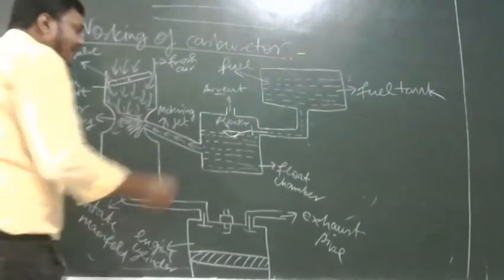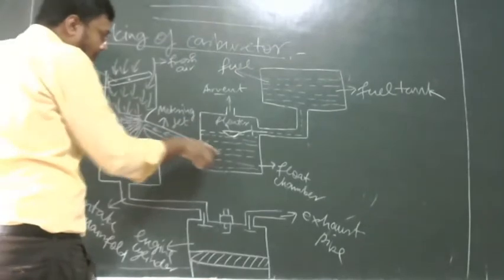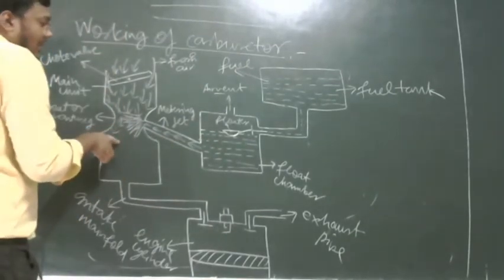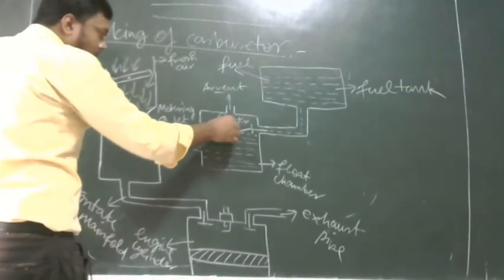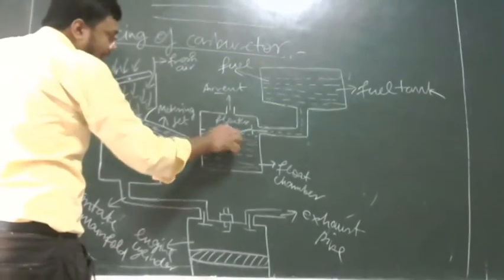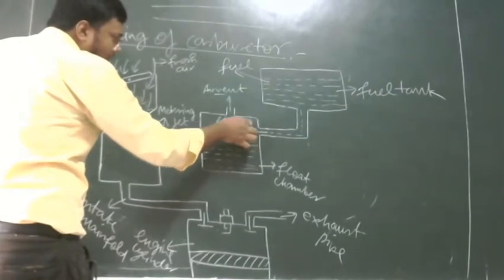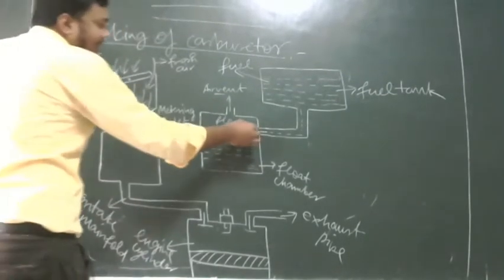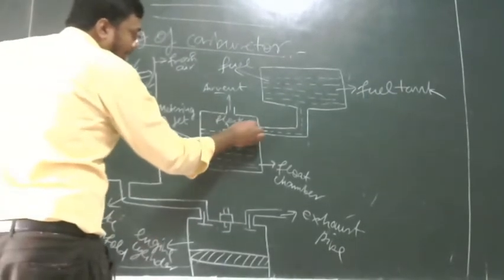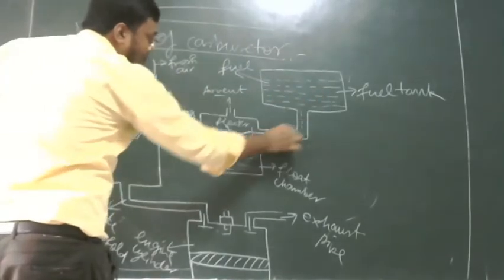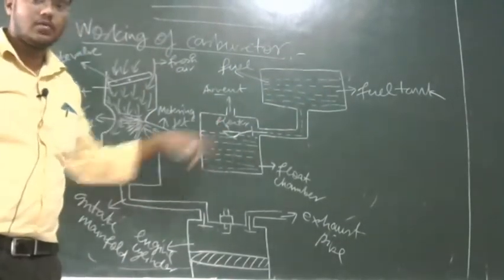Now again, when this level decreases, meaning when fuel flows from the float chamber to the main unit, and the fuel level decreases, then this floater will go downward, and it will pull this valve in the outward direction, and then the mouth will open. Hence due to opening of the mouth, again fuel will be supplied from the fuel tank to the float chamber. In this way this floater works.